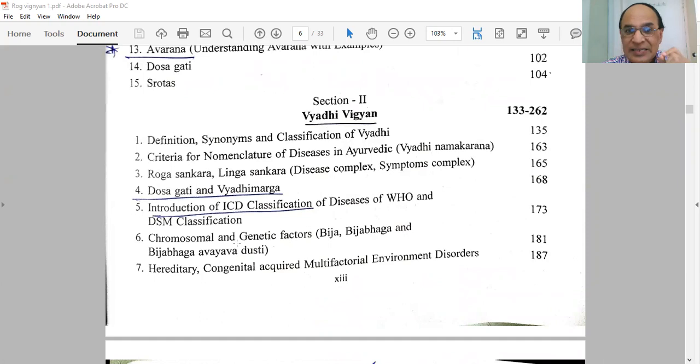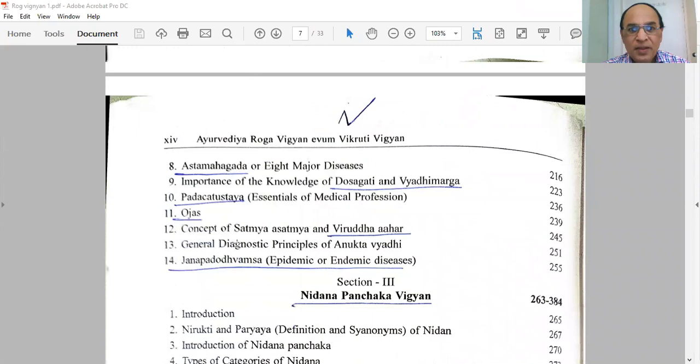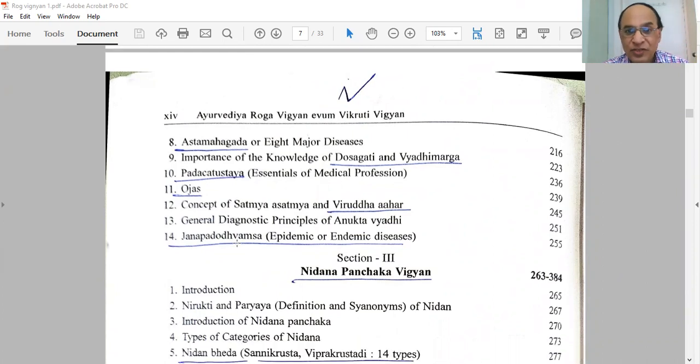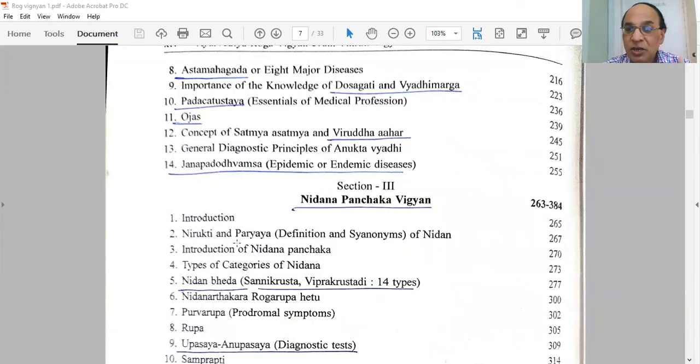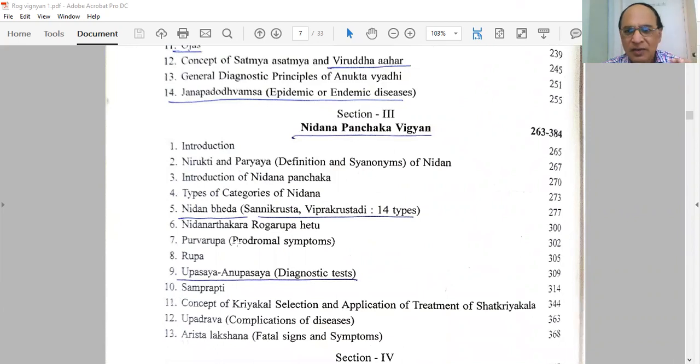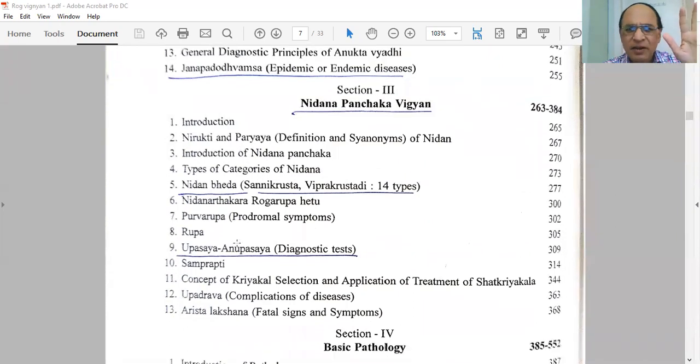Introduction of ICD classification of disease. This is a new approach in the Ayurvedic books. Okay. Then Ashta Mahagad. Okay. Doshagati and Vyadhi Marga. These are all important topics for your examination purpose. Pada Chatushtaya, Vaidya, Aushadha, Paricharak, Rugna, Oja concept, Viruddha Ahara concept, Janapadodhvamsa. In the Corona pandemic, this chapter is a must to read from its original book. Nidana Panchaka Vijnana. So Nidana, Purvarupa, Rupa, Upashaya and Samprapti. All these factors are very nicely explained by Dr. Vivekananda.